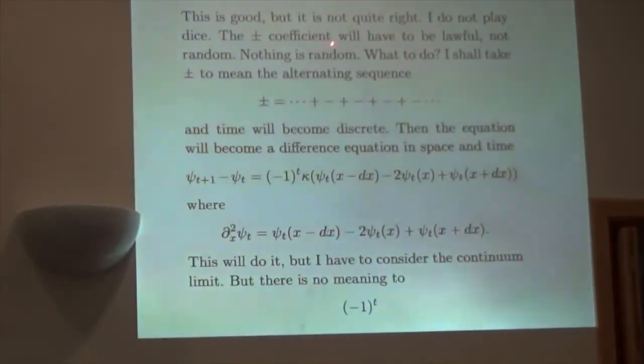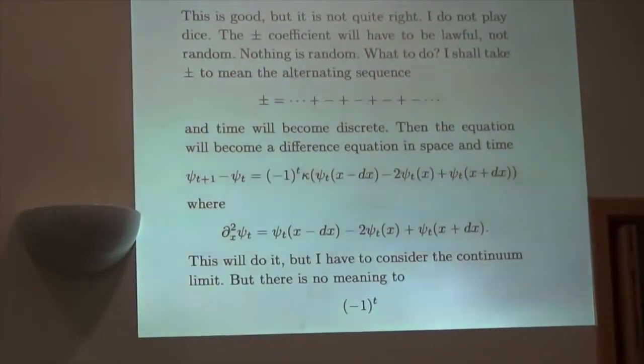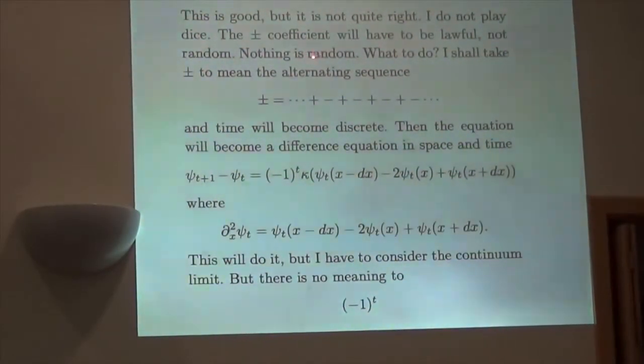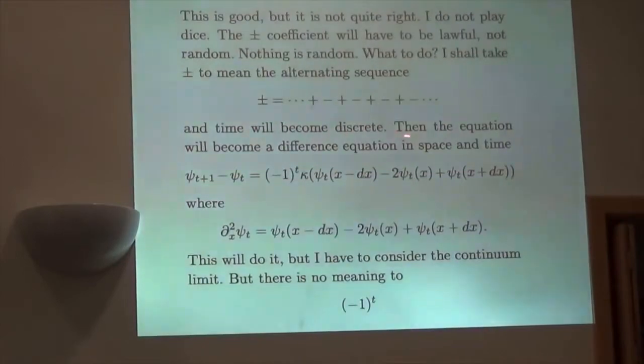This is good, but not quite right. I don't play dice, so the plus or minus coefficient will have to be lawful, not random. Nothing is random. What shall I do? I'll take the plus or minus to mean a strictly alternating sequence like that. And time will be discrete. And then the equation will become a difference equation in space and time.